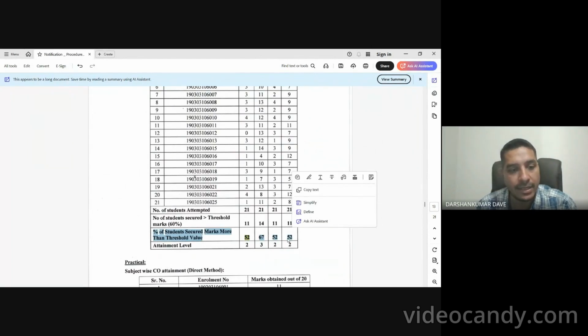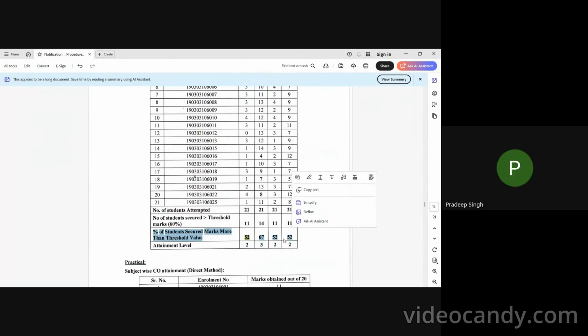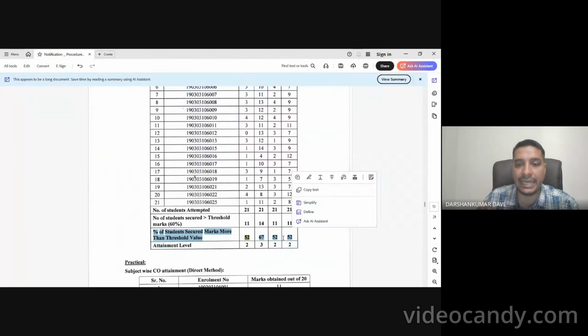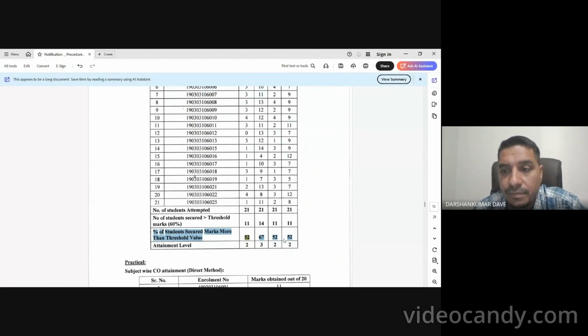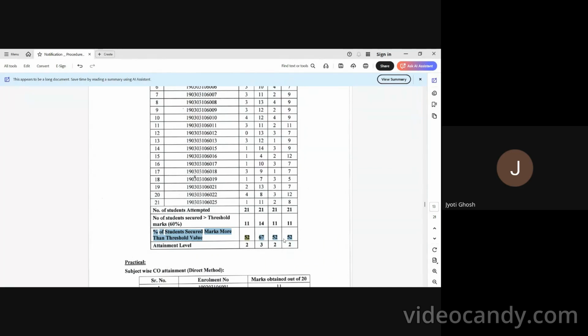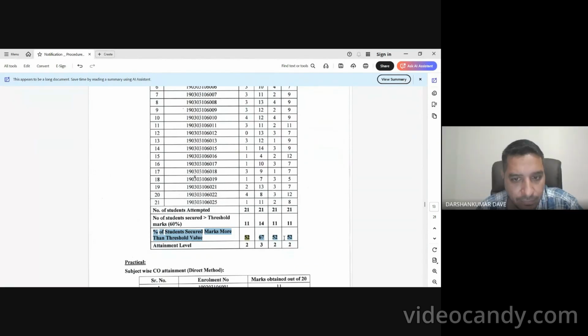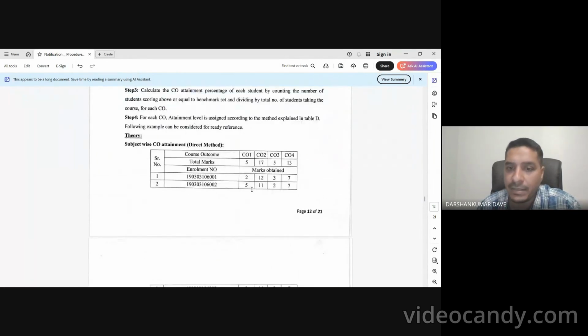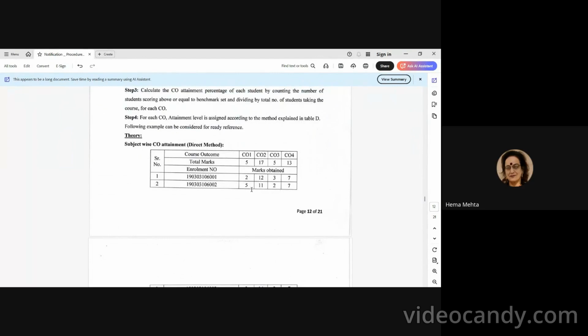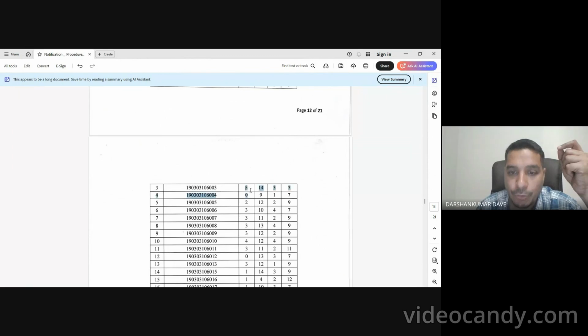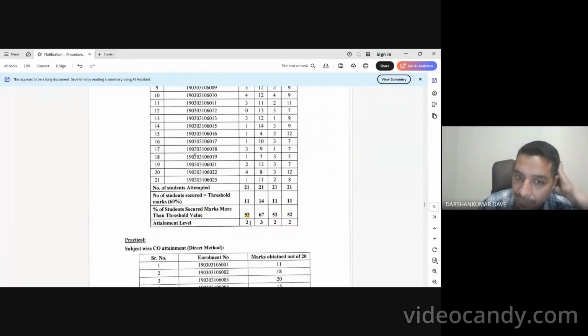The number of students who have replied to the questions related to that course outcome. Yes, ma'am. Sir, the number of students who secured the threshold mark of 60%, how did you calculate that, sir? Here, 60% of 5 is 3 marks, so it is counted: how many students have gotten 3 marks. It is counted now. Okay, sir. Got it. Thank you, sir.